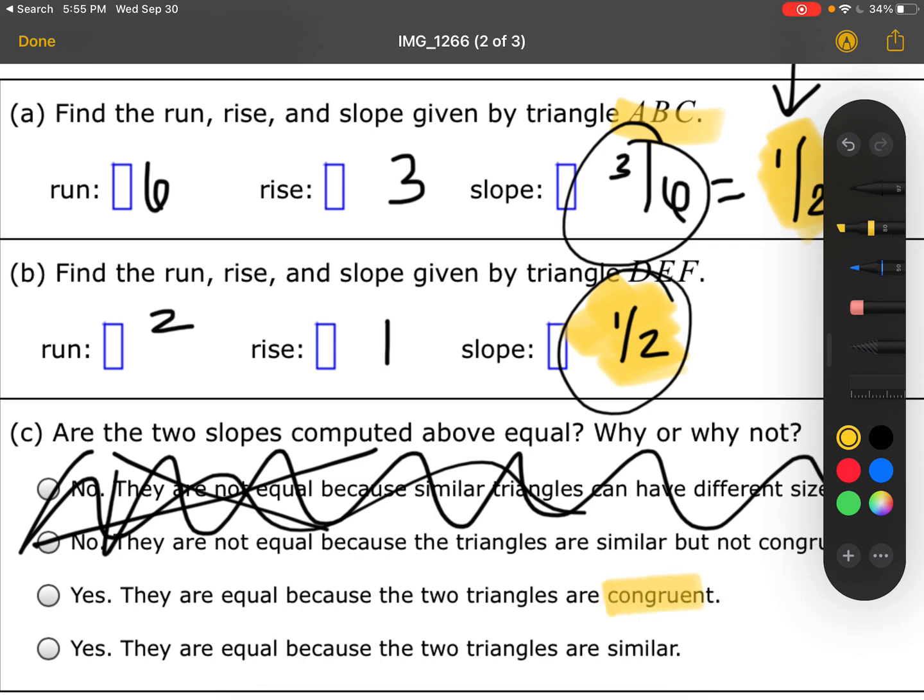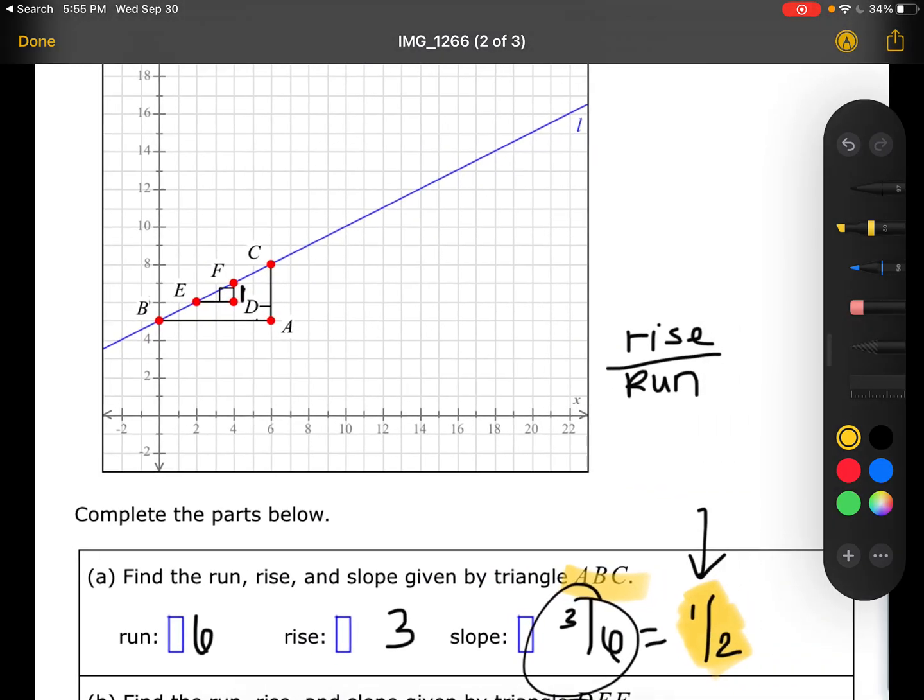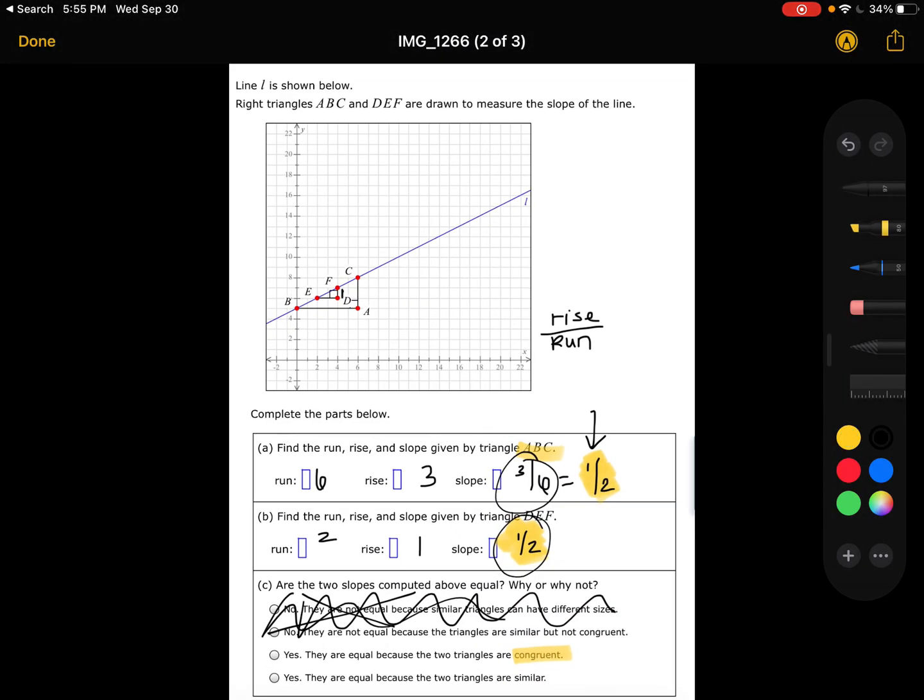Anyway, so it says yes, they are equal because the two triangles are congruent. Reminder: congruent means equal, like exactly the same, like cut and paste. These two triangles are not cut and pasted. So this is not it. The one you're looking for is yes, they are equal because the two triangles are similar. Similar means that they are in similar proportions. So your run and your rise are in the same proportion as the rise over the run. And I know that because these two over here are the same.